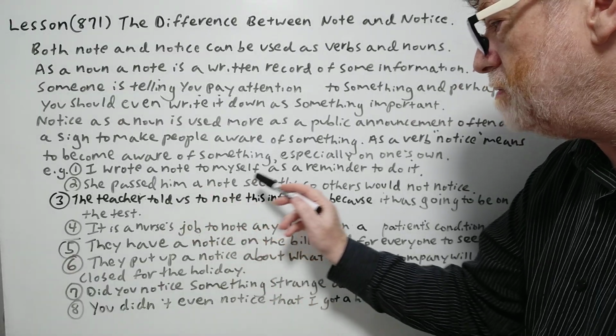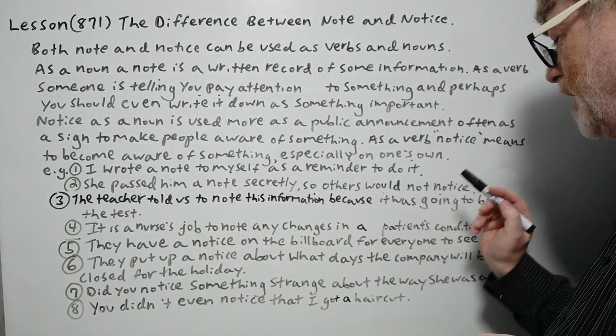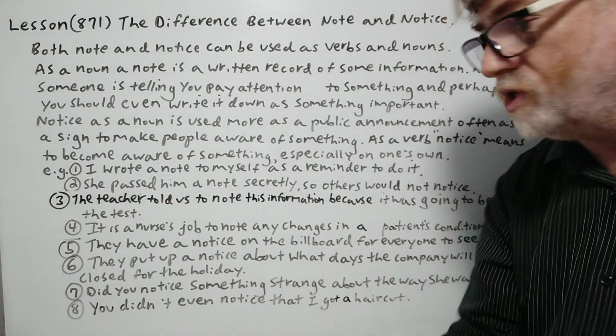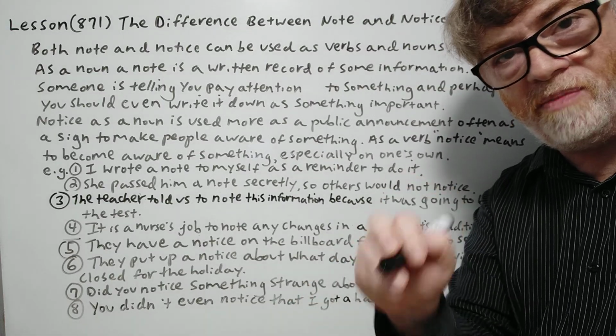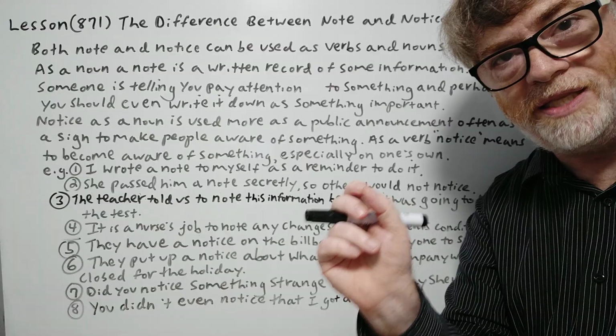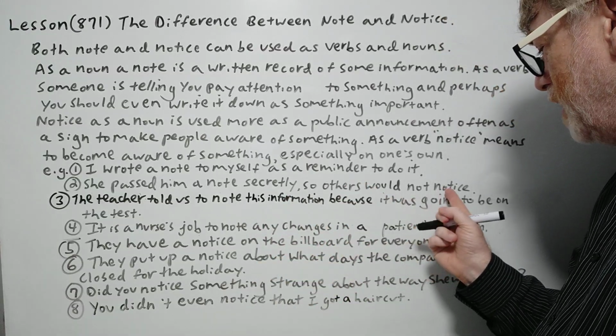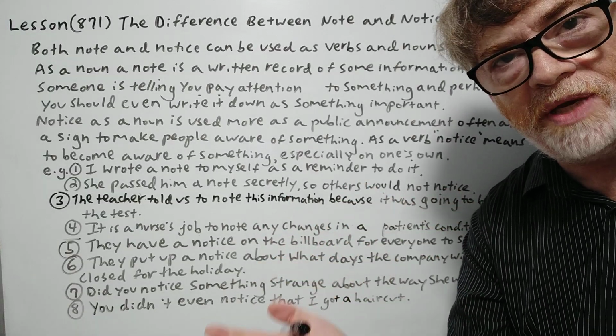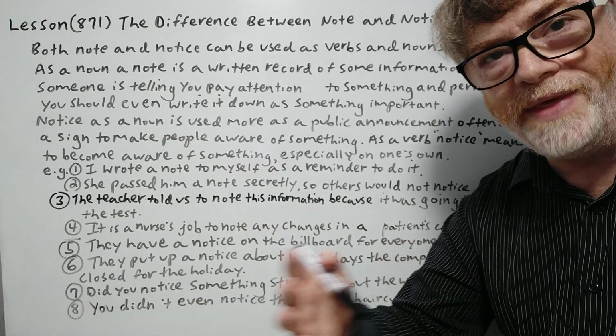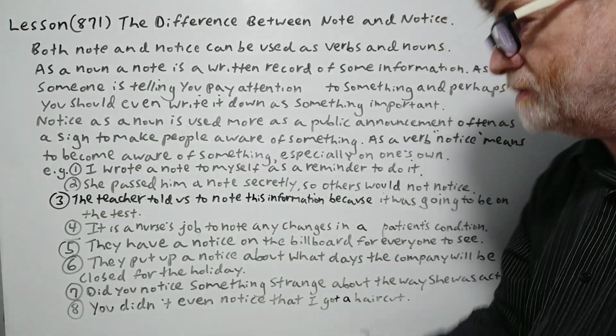Number 2, she passed him a note secretly so others would not notice. All right, this is good because we're covering 2 here. Again, she wrote the information down on a piece of paper. That's the note as a noun. So others would not notice. So remember, notice could mean to become aware of. She didn't want the other people to become aware of this.